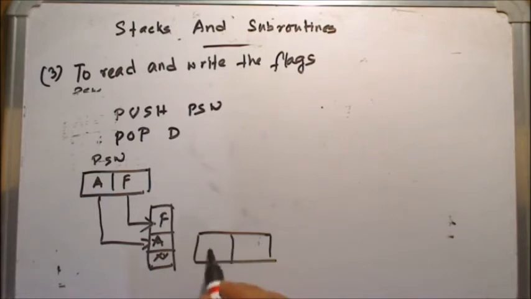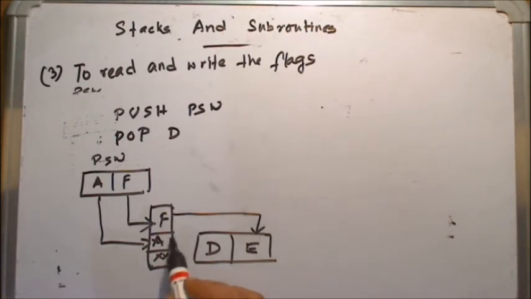This is the D pair, this is E. So E will get the value of F and D will get the value of A. So we are getting the data of the flag register into register E. This is the only way possible where you can read the flags.